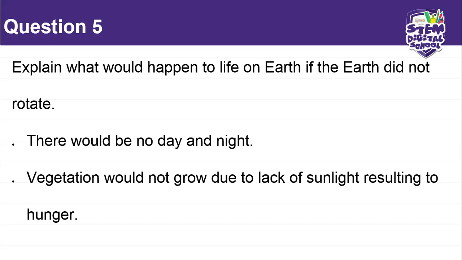So for question 5, what would happen to life on Earth if the Earth did not rotate? There will be no day and night. Vegetation would not grow due to lack of sunlight, resulting in hunger. So we're supposed to write something similar. From Asanda, life, animals, and all living things would be swept into the atmosphere. Oh, okay.